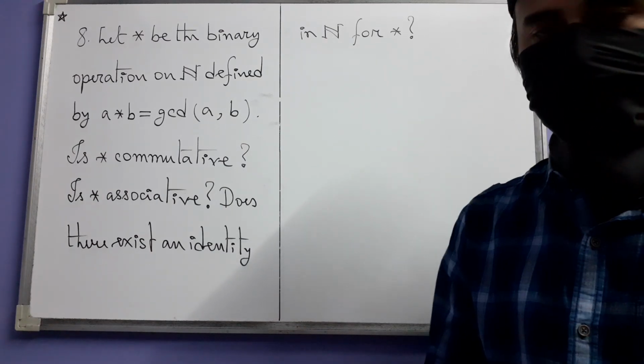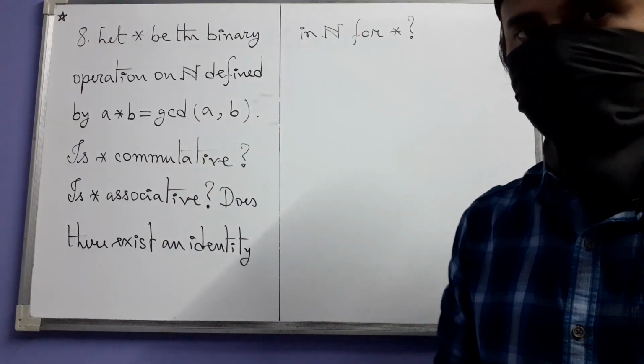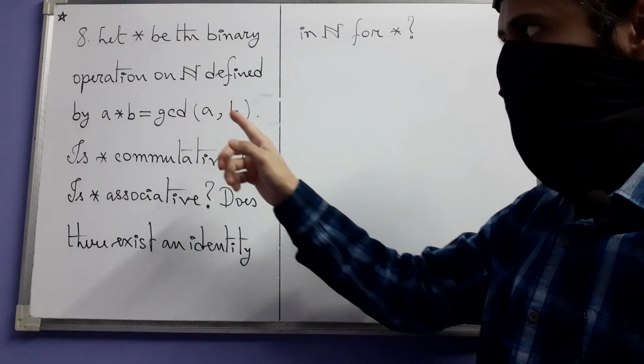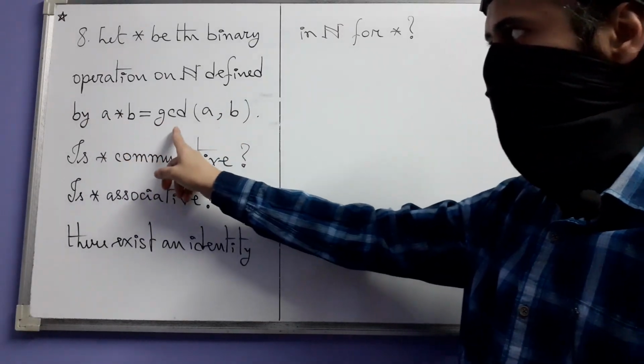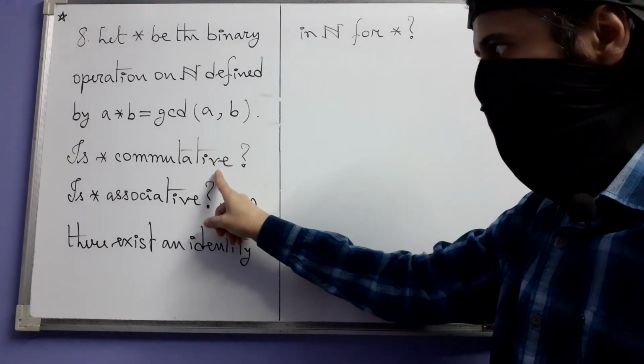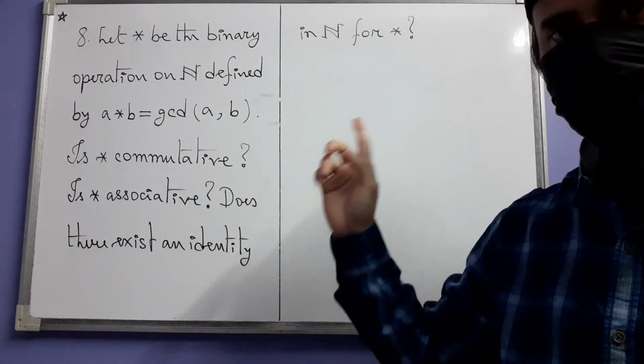Next, number 8. Here, star is the binary operation defined by this equation. Binary operation on the set of natural numbers. For two natural numbers a and b, a star b is the greatest common divisor of a and b. Is star commutative? Is star associative? And does there exist an identity in N for star?